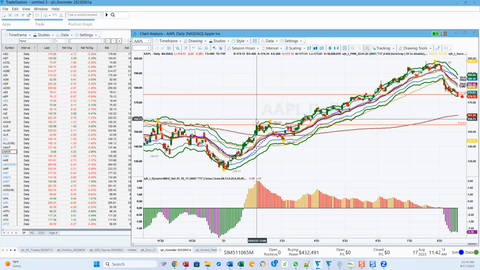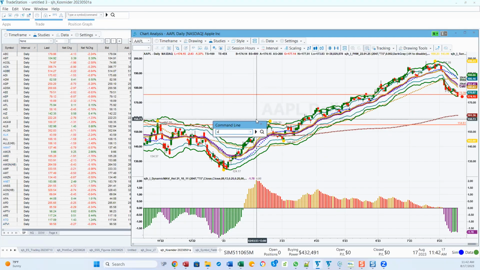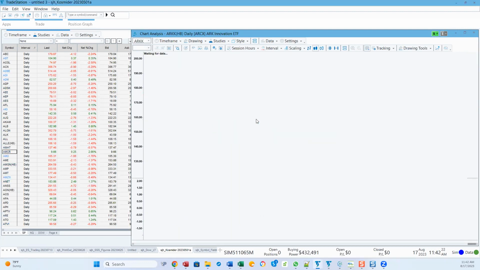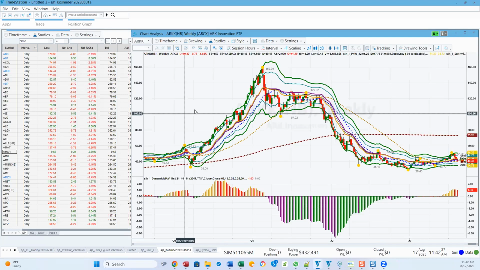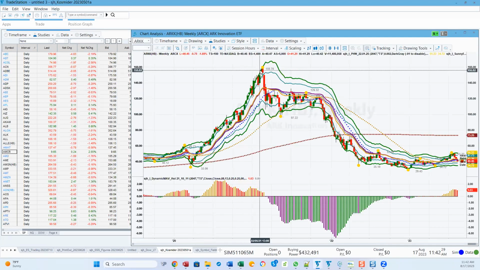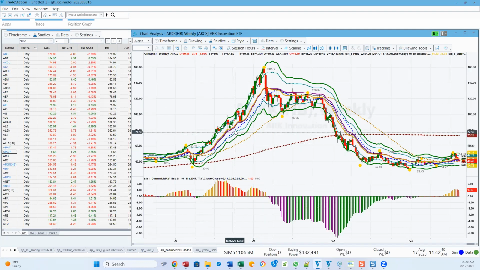One of my bellwethers is ARKK. This is Kathy Wood's ARK fund. If you look at a weekly chart, you can see that she's had a lot of trouble. She made tremendous moves in the 2021 up bull market. She did really, really well. And ever since, she's been going down.